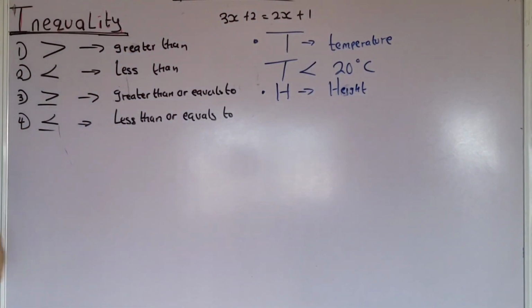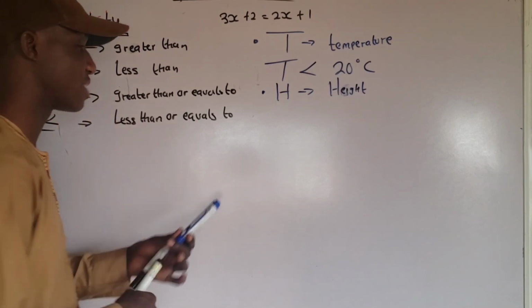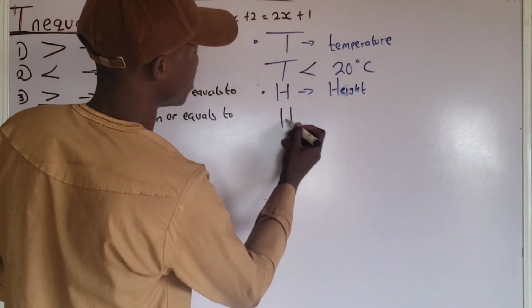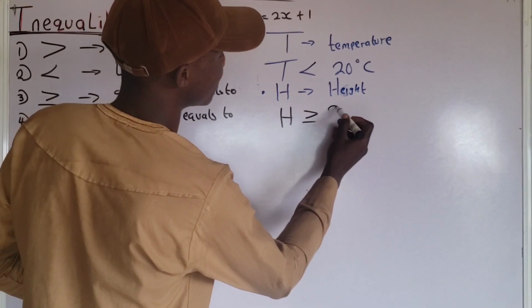Okay, so H is the height of the bridge. Now, the statement said the height of the bridge must be greater than or equal to 30 meters to allow the ship to pass through. Now, greater than or equal to, which of these signs is greater than or equal to? This is the sign. So, if you want to represent that, you are going to have H must be greater than or equal to 30 meters.